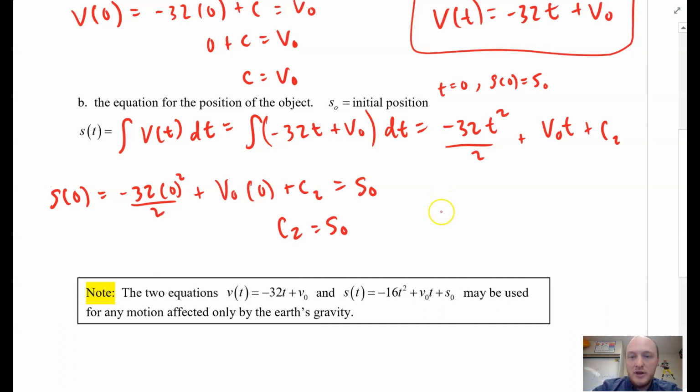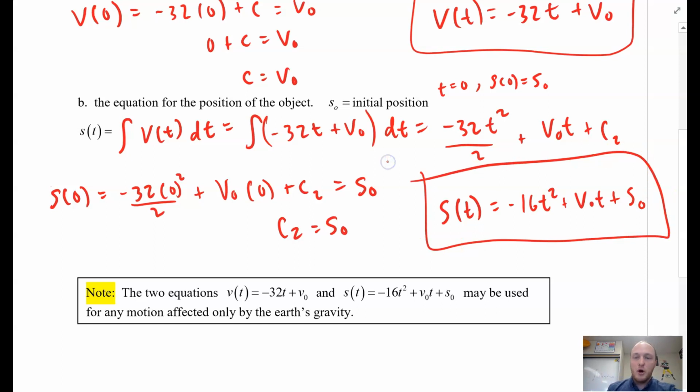And we end up with this, that C2 is equal to your initial position. Duh. Okay, so here is S of t. And I'm going to clean up, right? Negative 32 divided by 2 is negative 16 t squared plus my initial velocity times t plus the initial position. There is S sub O.